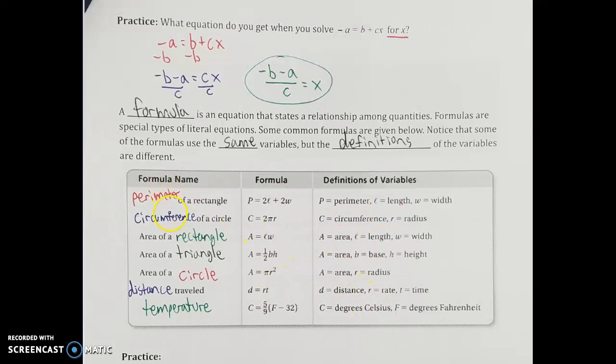And I just want to fill in these blanks, so we're going to use the perimeter of a rectangle equation, circumference of a circle, area of a rectangle, area of a triangle, area of a circle, so all three area formulas that we're using, distance, and temperature. So based on what kind of word problem you're getting, you're going to want to use the right formula. So those are written here.